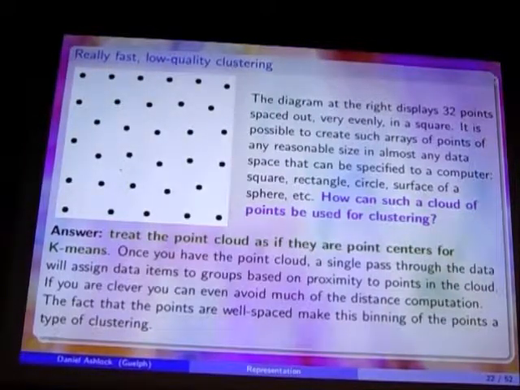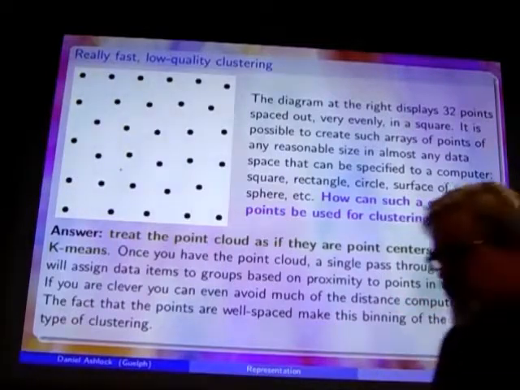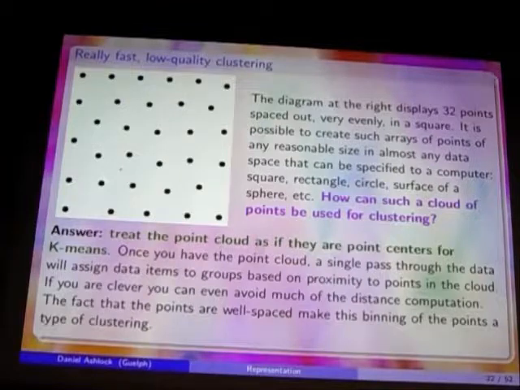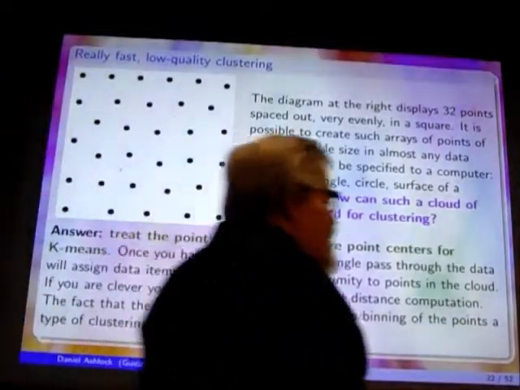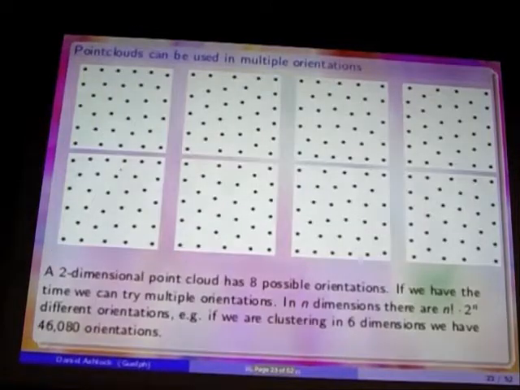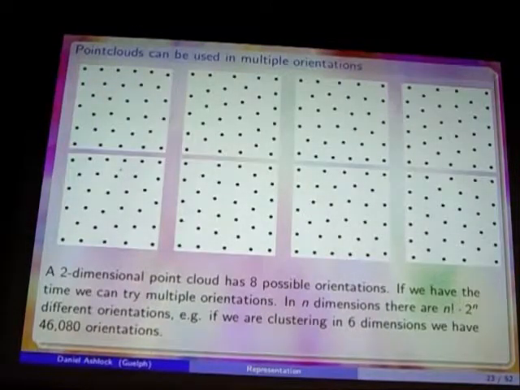So what you do then is you take this, a point packing on the unit square of 32 points, and you just use those as if they're k-means centers and bin the data according to which point it's closest to. Since those points are well spaced out, it's actually not a bad clustering algorithm. And the other thing is, if it gives you bad results in one orientation, you can do something else.